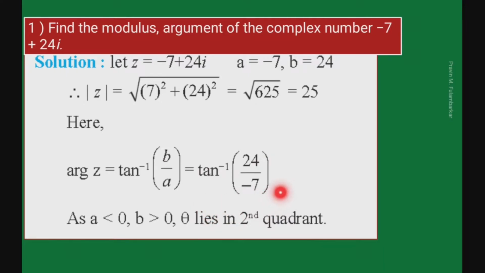So we require the angle from the second quadrant. Why? If we observe, if we write this complex number as an ordered pair, we get the ordered pair (-7, 24). That means signs are minus and plus, and these signs are in the second quadrant. So we write here a < 0, that means a is negative, b > 0, that means b is positive, so theta lies in the second quadrant. So you have to check your answer. Value of r must be 25, value of theta must be tan inverse 24 by -7.